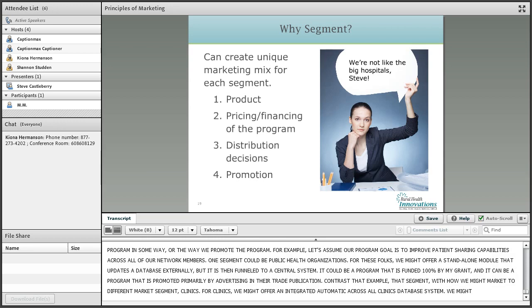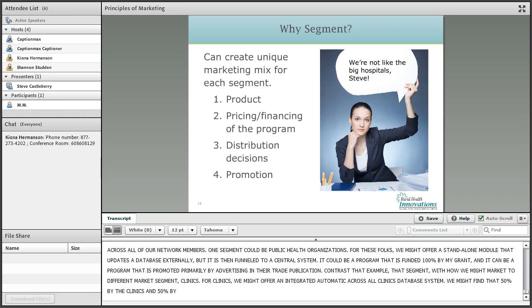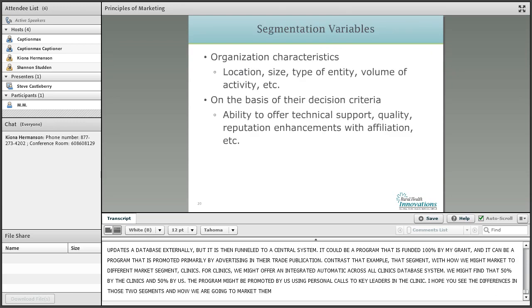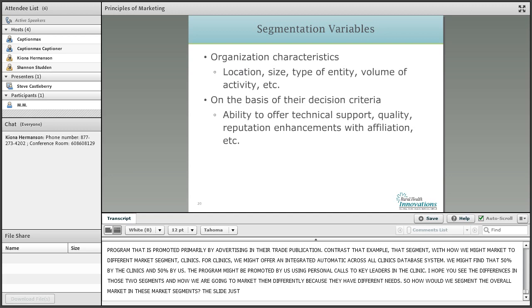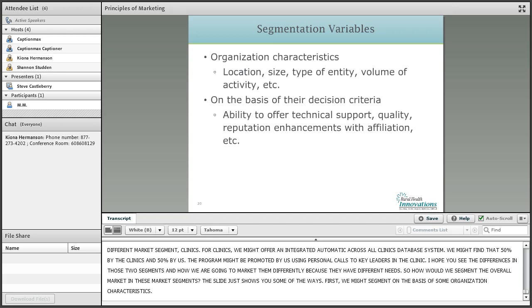The answer is simple. If we can identify segments, then we can create a unique marketing mix for each segment. Thus, for each segment, we approach them differently. After all, each segment has somewhat different needs. For example, for public health organizations, we might develop a very different offering than we do for clinics. The difference could be in the product or program that we offer, the way we price or finance the program, the way we distribute the program in some way, or the way we promote the program.